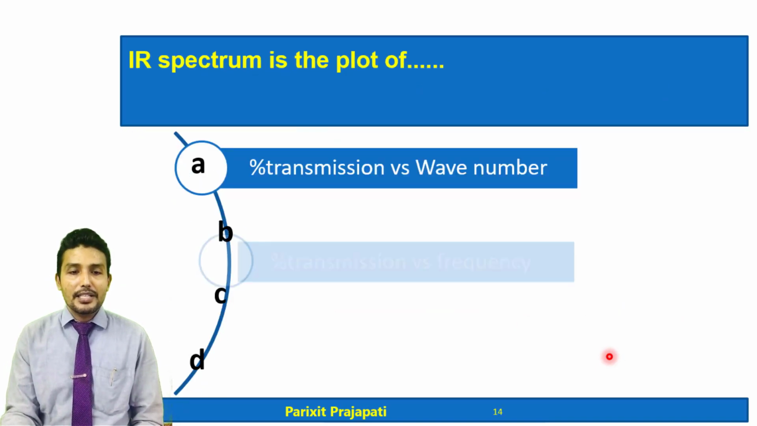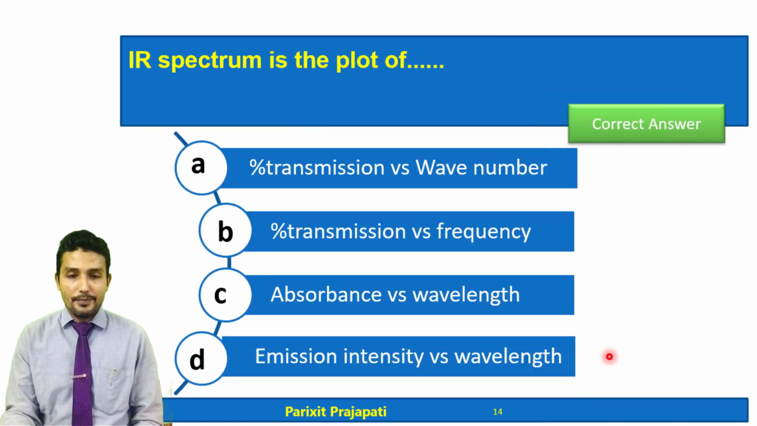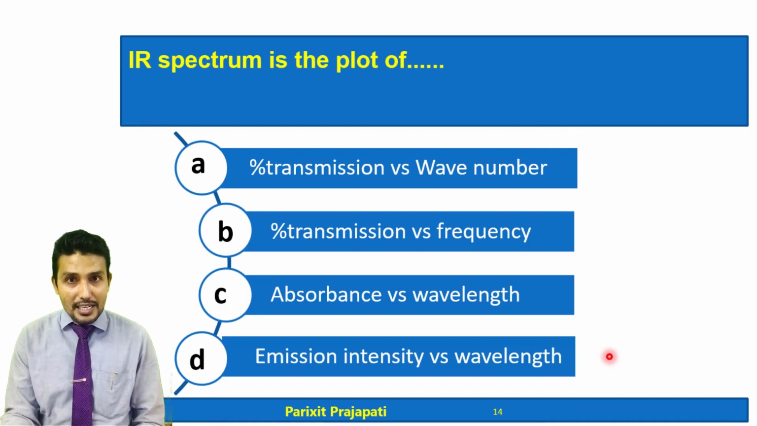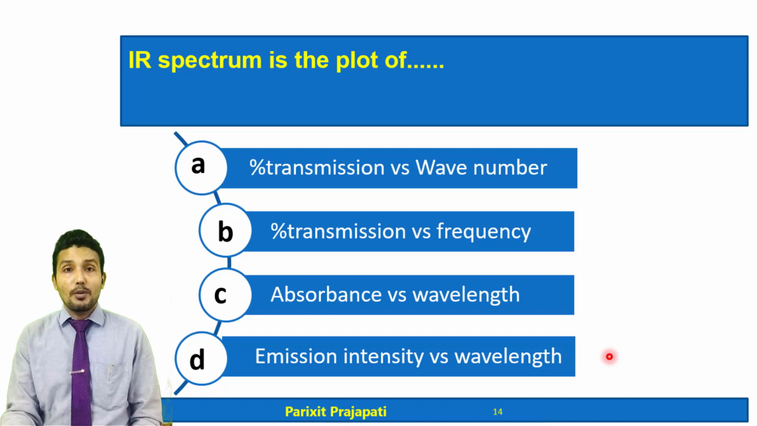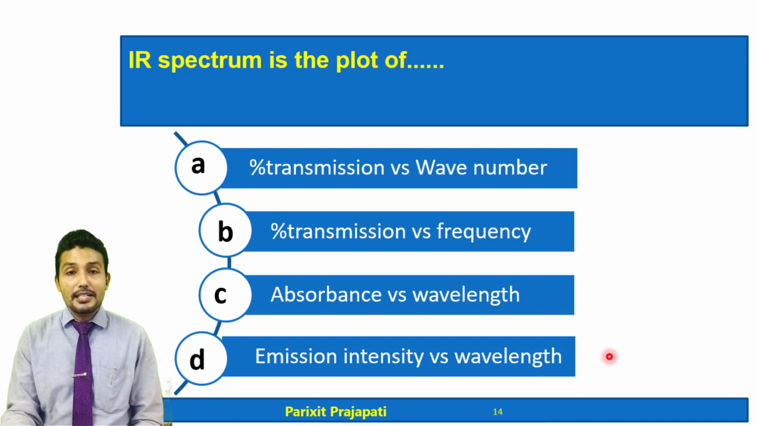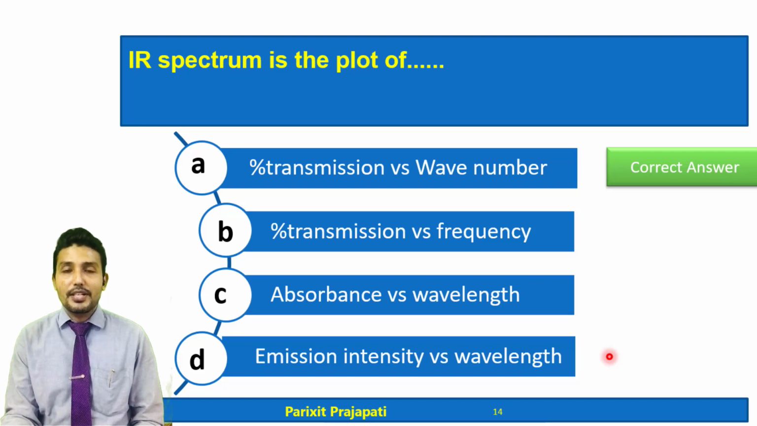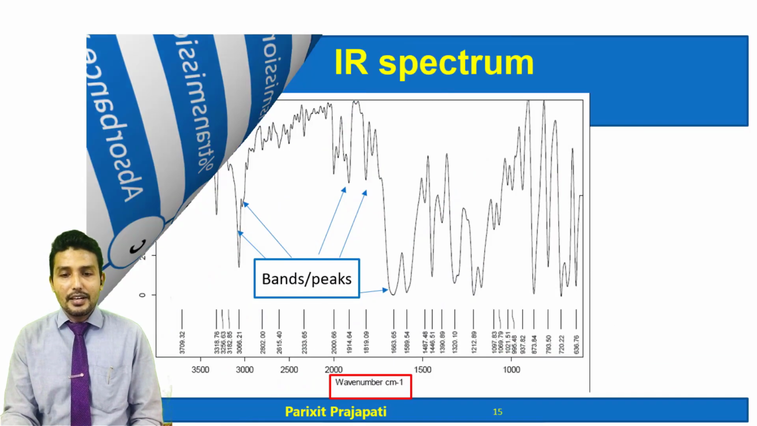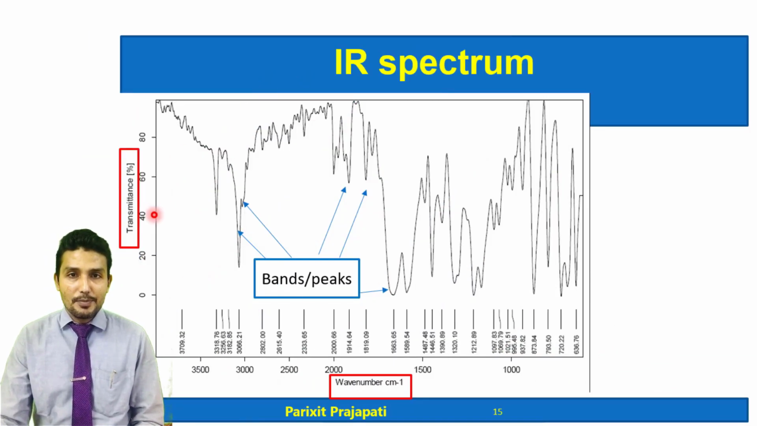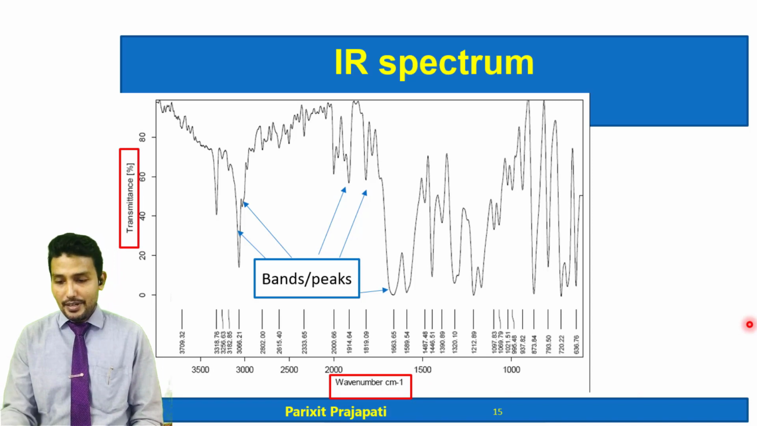An IR spectrum is a plot of what? Percentage transmission versus wave number, percent transmission versus frequency, absorbance versus wavelength, or emission intensity versus wavelength. The correct answer is percentage transmission versus wave number. Here you have an example of an IR spectrum. You can see on the y-axis it's percentage transmittance, and on the x-axis it is wave number.